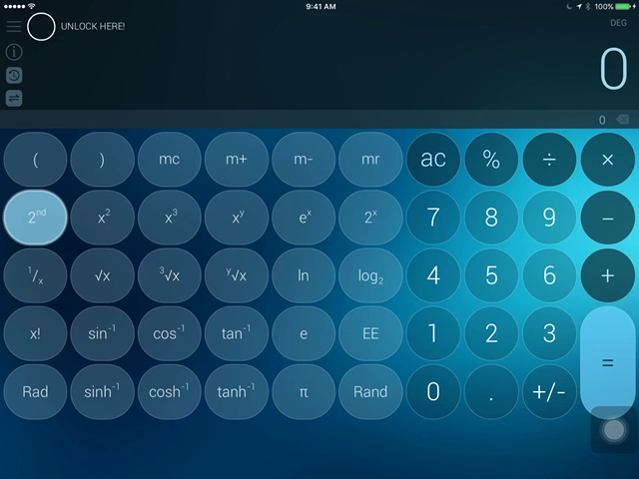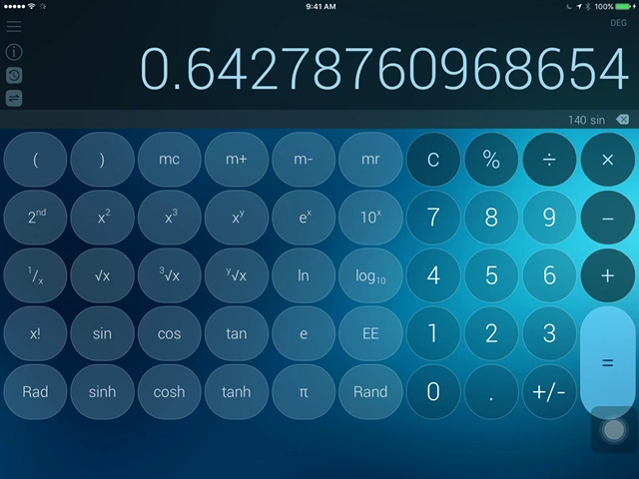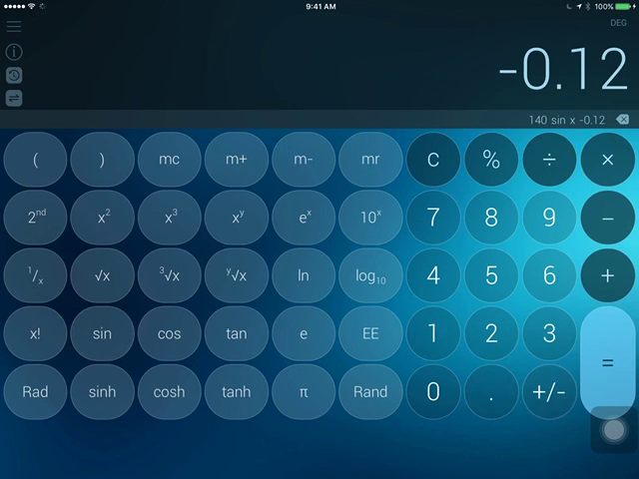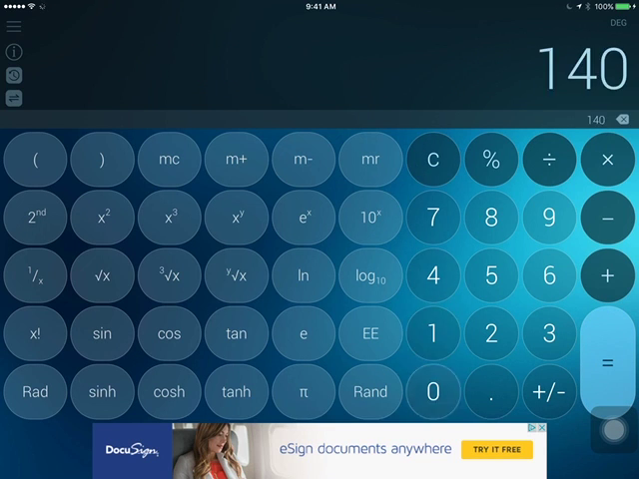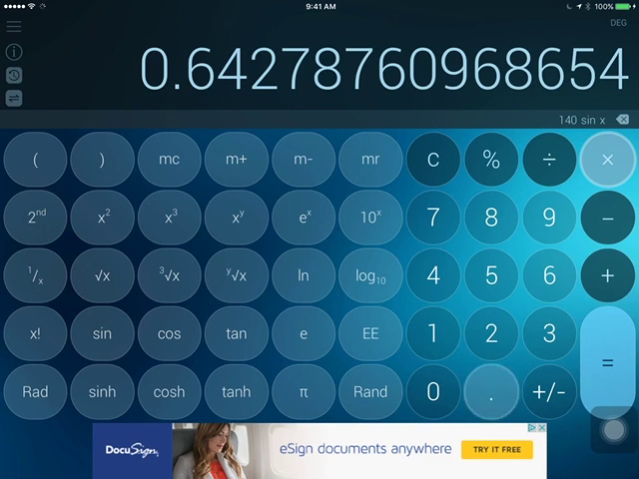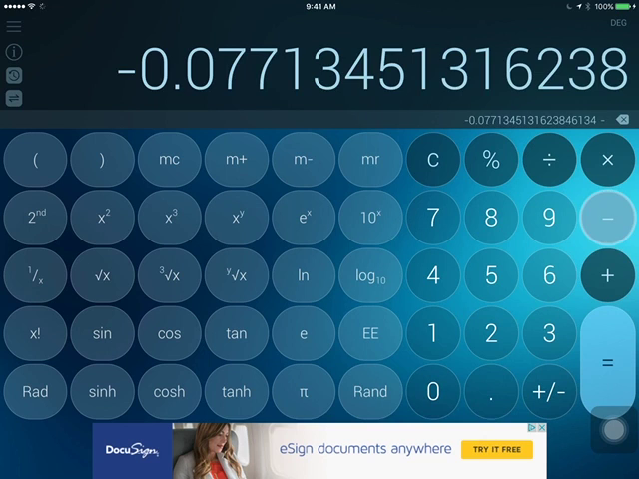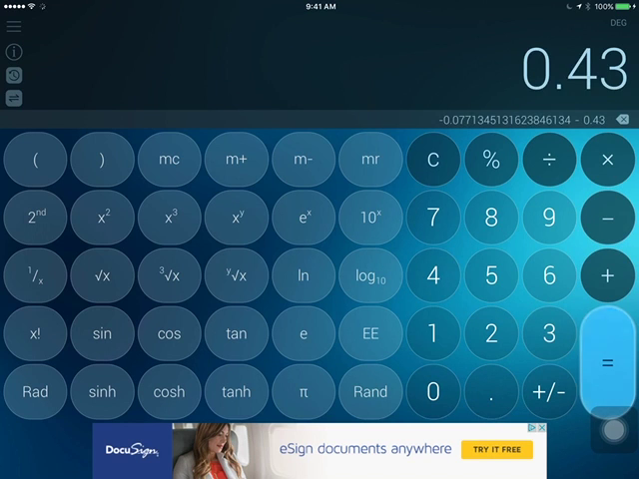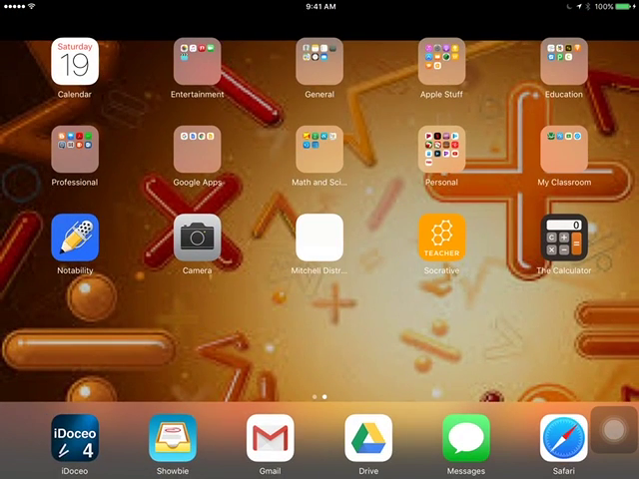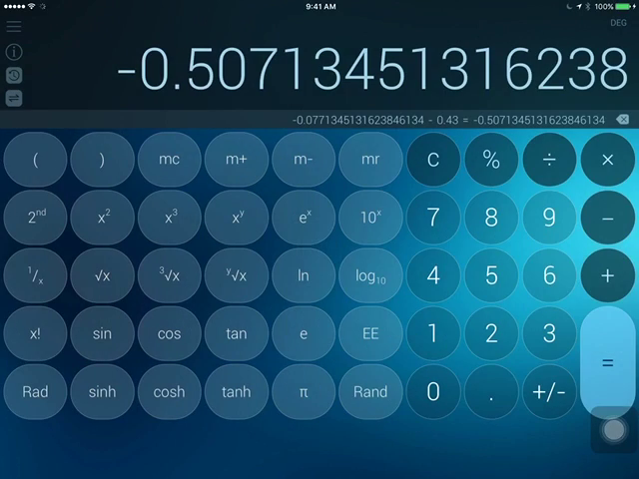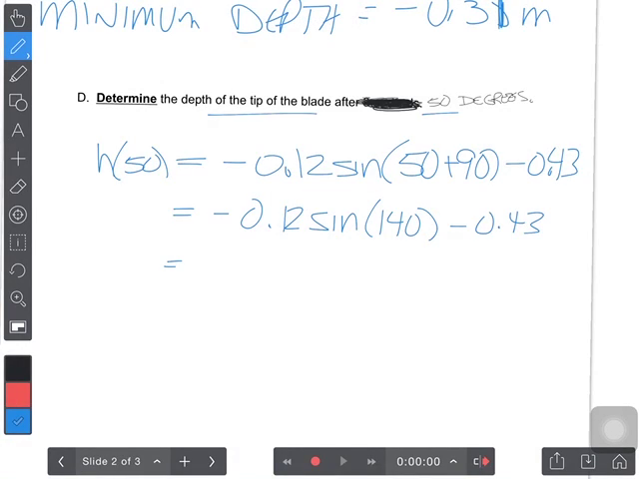So I start with 140 sine with this calculator, so I do 140 sine. Then I multiply it by negative 0.12. Whoops, messed that one up. Try that again. 140 sine times negative 0.12 equals. Then we subtract off the 0.43 and we get negative 0.51. See if I can get back to what I need. Here we go. So negative 0.51, and that is our answer.